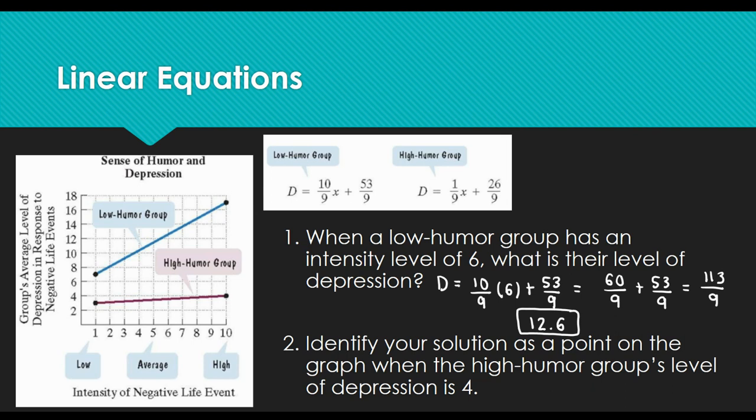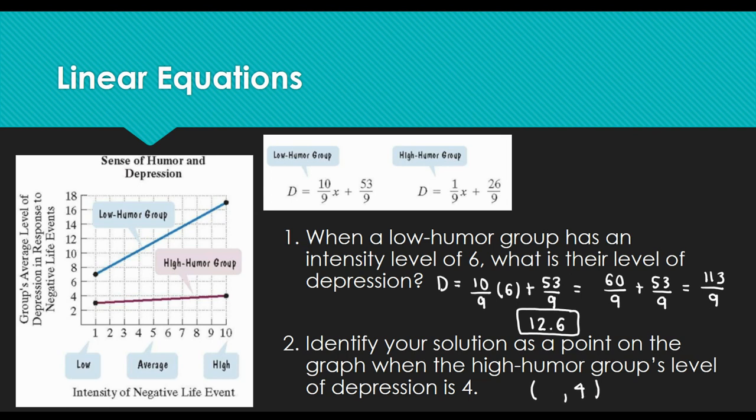In the second one, it says identify your solution as a point on the graph where the high humor group level of depression is 4. Okay, so I want an ordered pair. And remember, x is going to represent the intensity, and then the y is representing the depression. And so they're already giving us the y value to be 4.